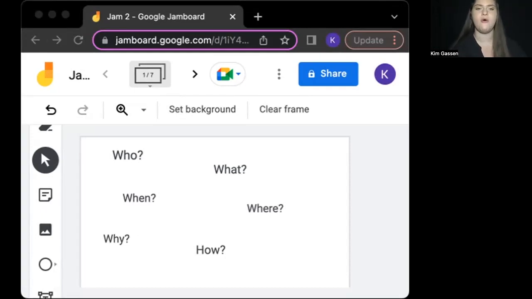You're going to talk about why. Why was this thing built? If it was moved, why? If it was destroyed, why? And then you're going to talk about how. You're going to talk about how it was made, if it was moved, how was it moved, and how is it happening now? Like if it's being used, how is it being used?